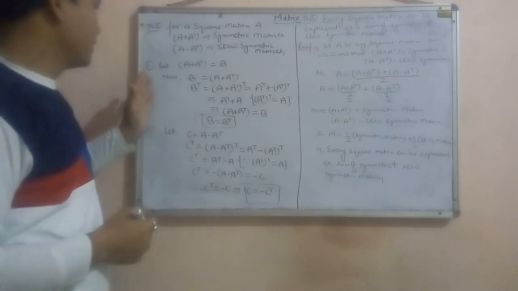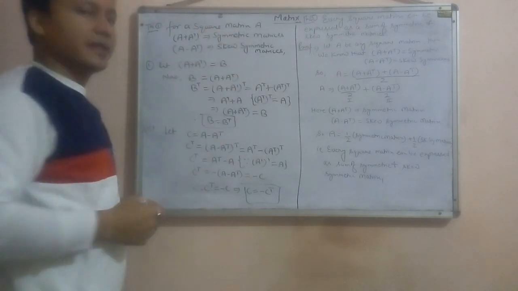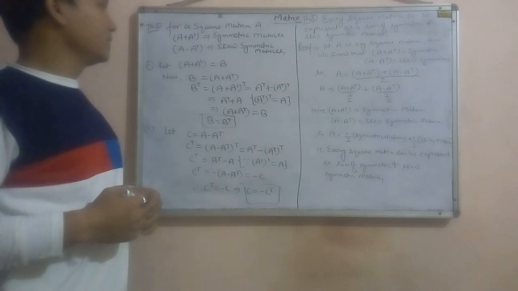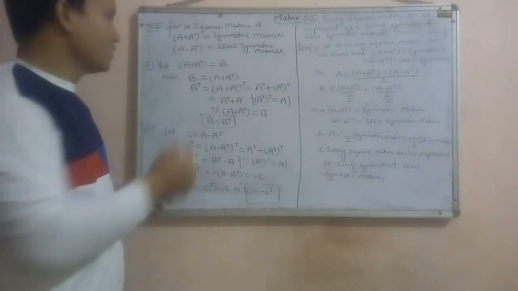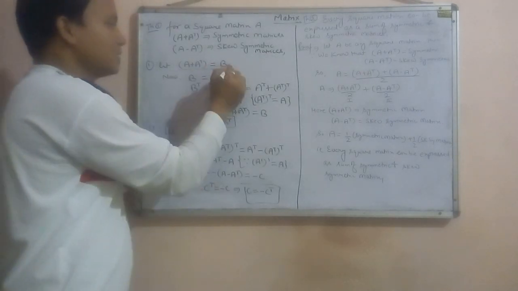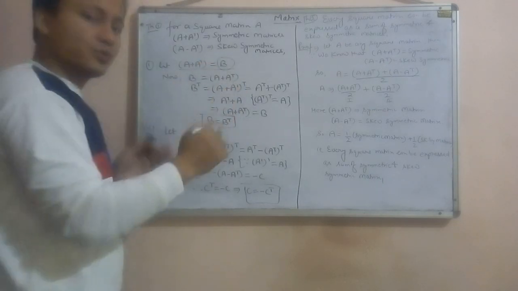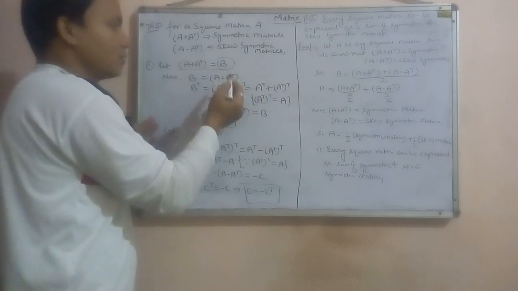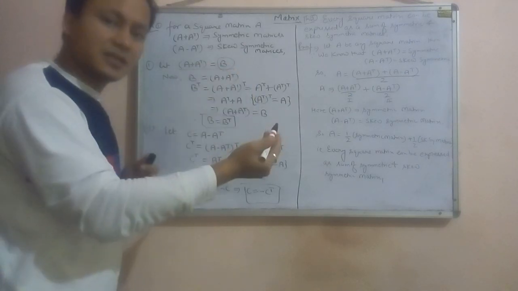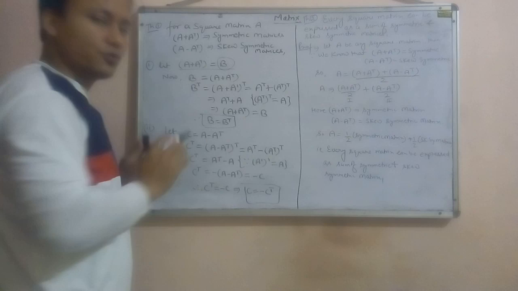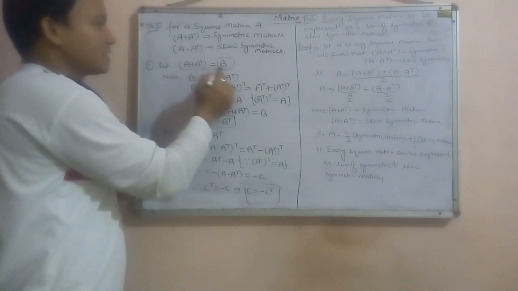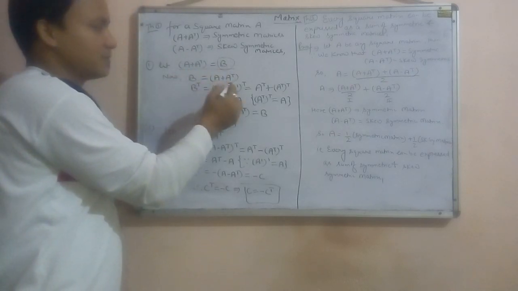Okay. So first, for a square matrix A, A plus A transpose will be a symmetric matrix. So let A plus A transpose be a matrix B. We suppose it. Now we have to show that B equals B transpose. So let A plus A transpose equal B. Now B equals A plus A transpose.